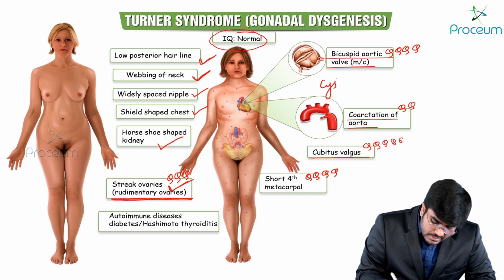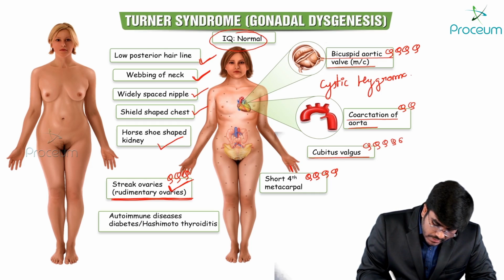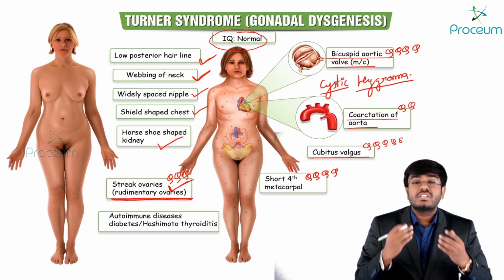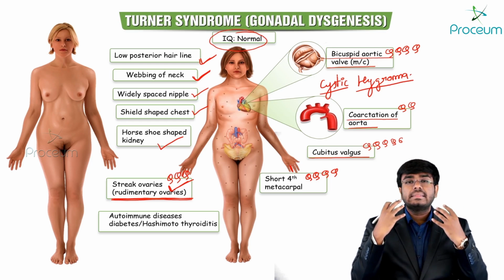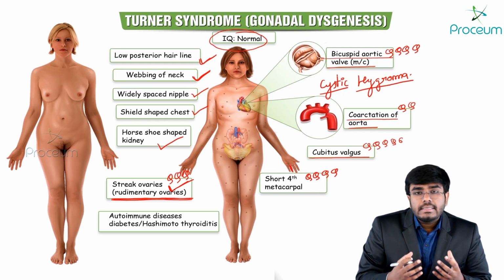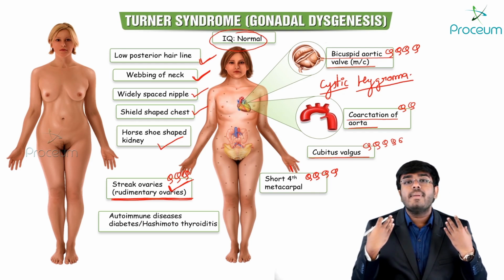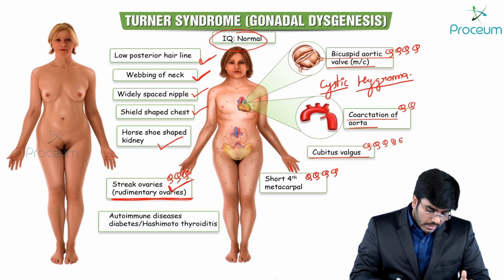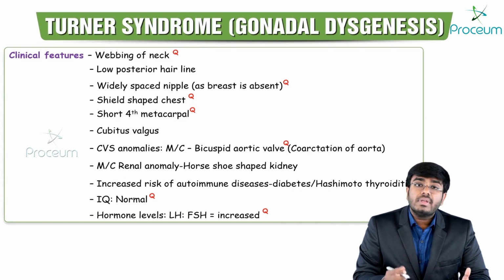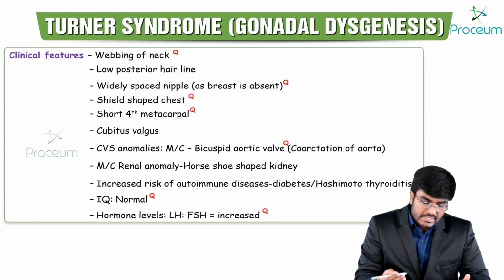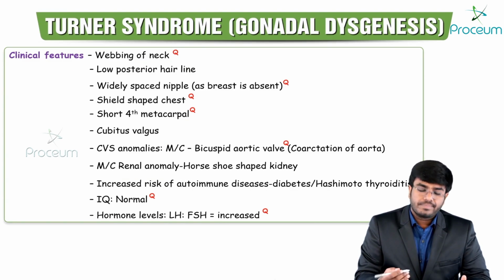Cystic hygroma. She may also have this cystic hygroma on her neck, and that in later life will present as the webbing neck, the webbed neck. So these are all the clinical features of the Turner female who has this gonadal dysgenesis.